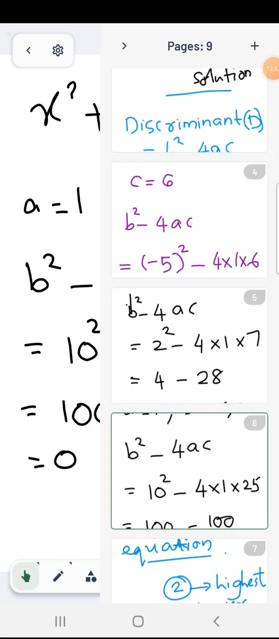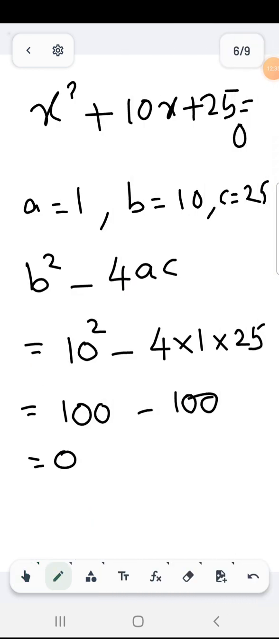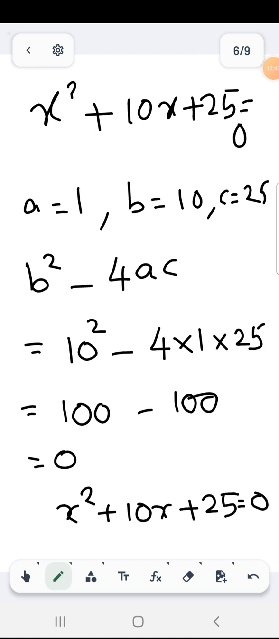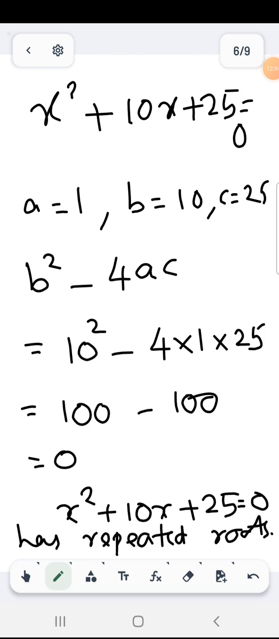So the nature of the roots or solution of this equation, x square plus 10x plus 25 equal to 0, is repeated solution. That is, it has a repeated solution or repeated roots. This is how we use the discriminant of a quadratic equation to predict the nature of its roots.